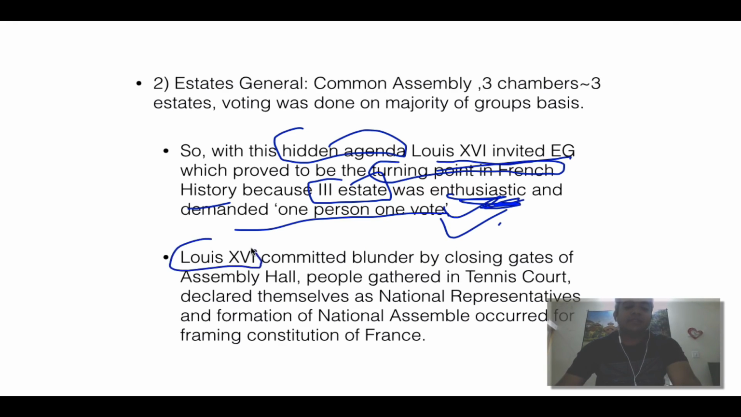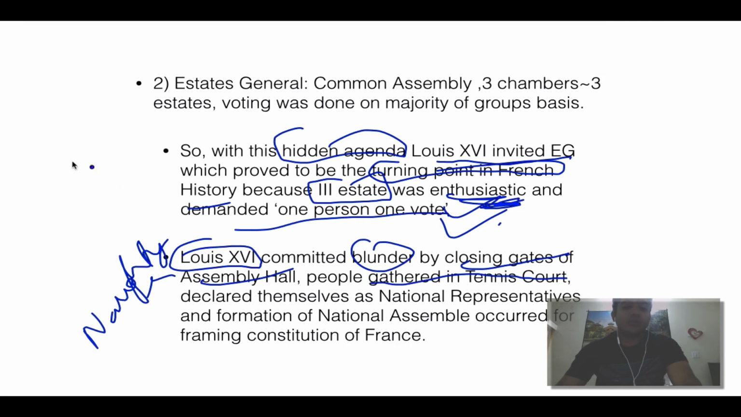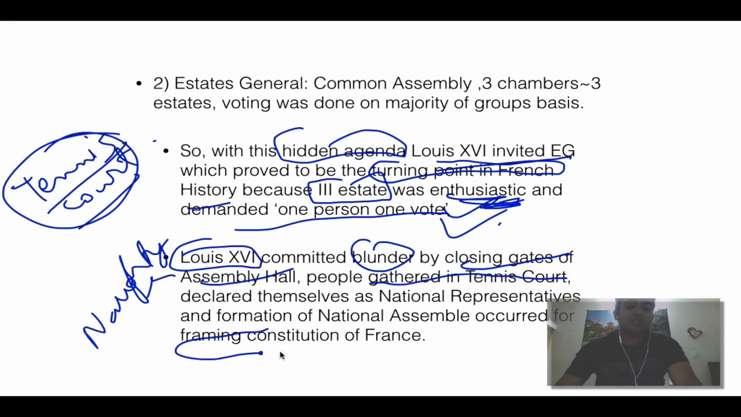However, Louis XVI was a notorious fellow, a naughty king. What he did was, he committed a blunder by closing the gates of the Assembly Hall, and people gathered in a tennis court. This is called the Tennis Court Oath, where they declared that they would be framing their own constitution of France, and somehow the National Assembly was formed. Is that understood? So they declared themselves as national representatives in a tennis court when Louis XVI closed the gates for the National Assembly, and the National Assembly was formed.